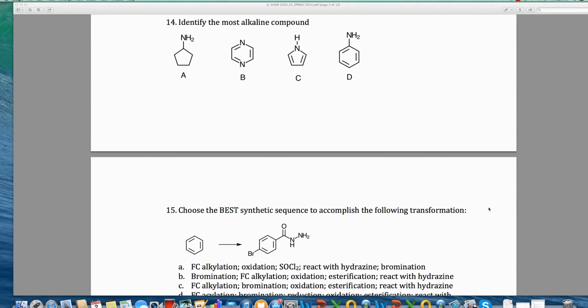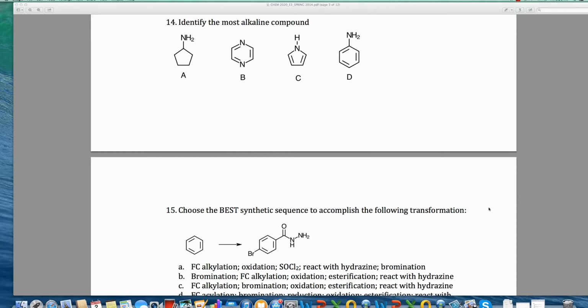In identifying the most alkaline compound, you need to realize that alkylamines are always going to be more alkaline than arylamines. Alkylamines will weakly donate electron density, which makes the lone pair on nitrogen more reactive. So the best answer is going to be A.